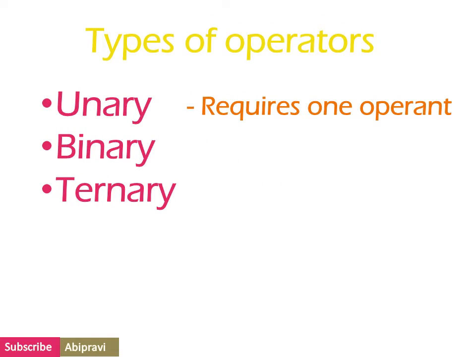Unary operator requires only one operand for its process. For example, increment and decrement operator. These operators require only one operand.